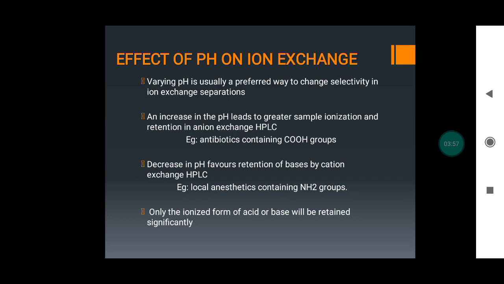Effects of pH on ion exchange. Varying pH is usually a preferred way to change selectivity in ion exchange separation. An increase in the pH leads to greater sample ionization and retention in ion exchange HPLC. Example: antibiotics containing COOH group. Decrease in pH favors retention of bases by cation exchange HPLC. Only the ionized form of acid or base will be retained significantly.